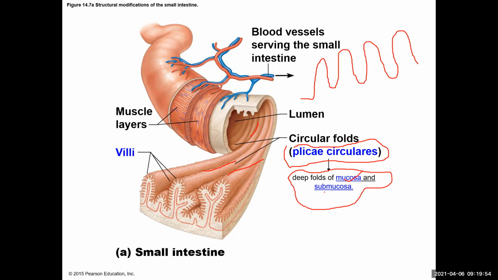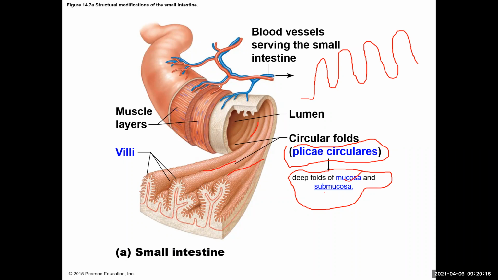So they are the deeper folds in the submucosa, right? And they're the permanent folds. They're almost 1 centimeter tall. Can you believe how much is 1 centimeter? Remember, villi were 1 millimeter tall, but they are 1 centimeter tall, right?